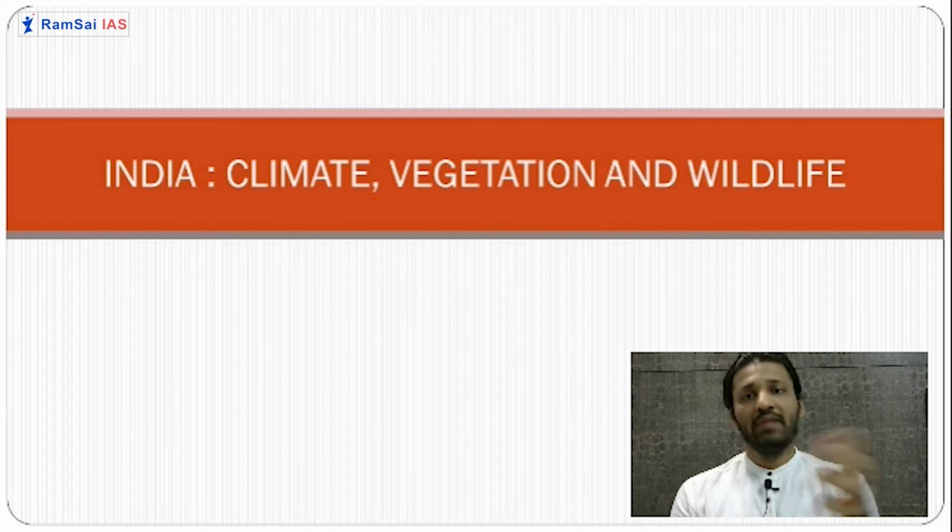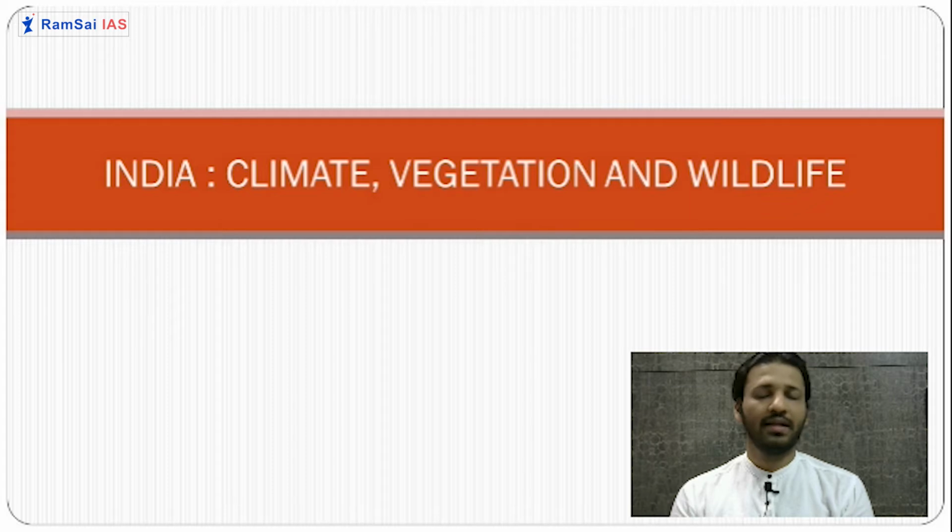Then in 11th and 12th standard NCERT, we are going to see Koeppen, who classifies climate and links vegetation and wildlife to that climate. Getting it? So step by step, we are going to move towards, let us say, more complex chapters. So let us understand climate, vegetation and wildlife in the case of India.